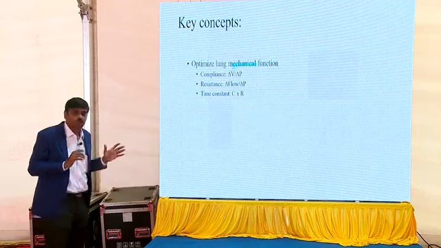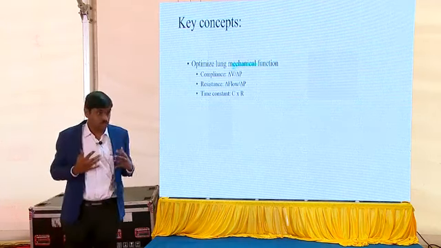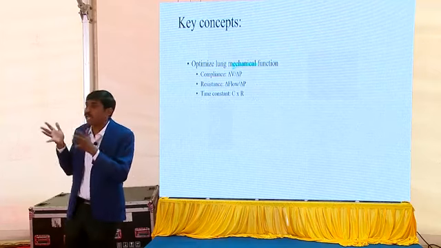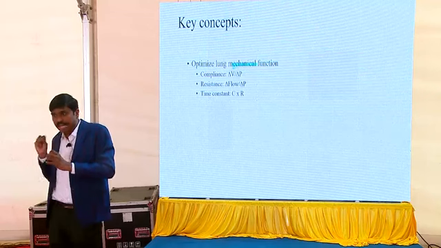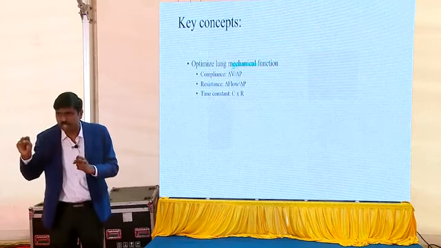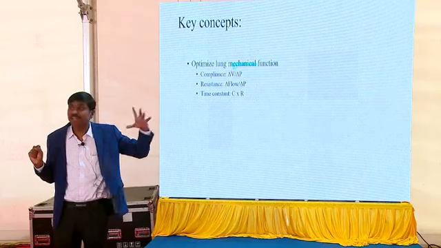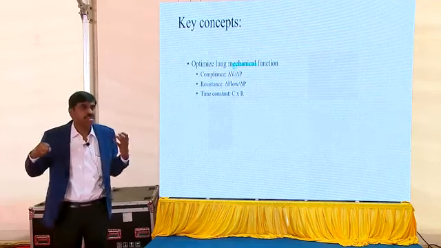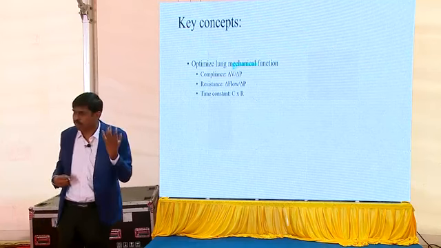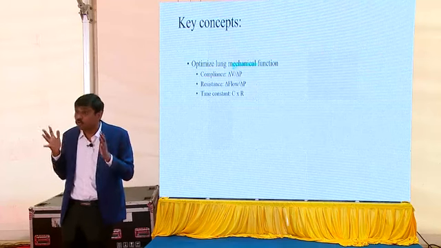So compliance, in simple terms, is how much volume I am achieving with the pressure I am going to give. So, change in volume for a unit change in pressure. If I give a little pressure and I achieve more volume, that means my lung compliance is good. If I need a lot of pressure to drive in but still get only a little volume into the baby's lungs, that means the lungs are very stiff. That means I need more pressures also.